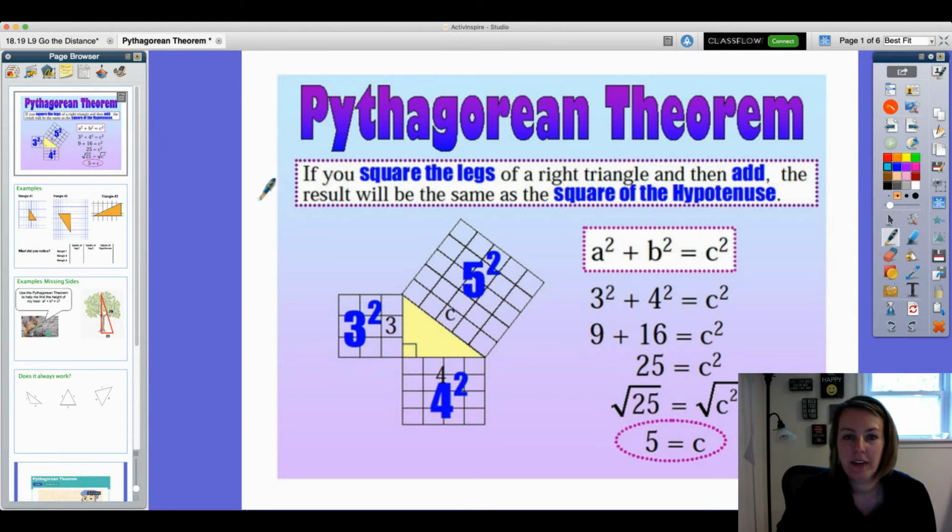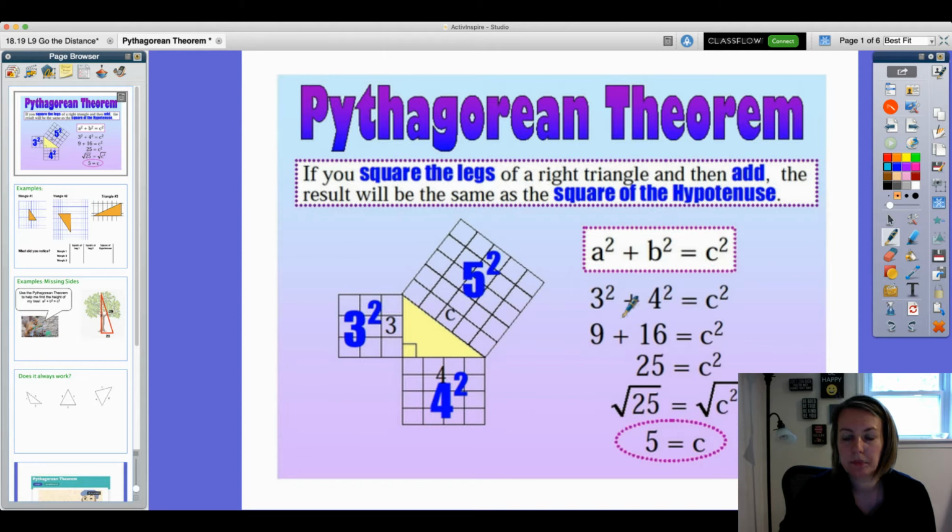So the Pythagorean Theorem says that if you square the legs of a right triangle and then add them, the result will be the same as the square of the hypotenuse. So that means my legs are right here, which are A and B, and my hypotenuse is C right here. So they're saying that if I square A and add B squared, it's going to get me to C squared.